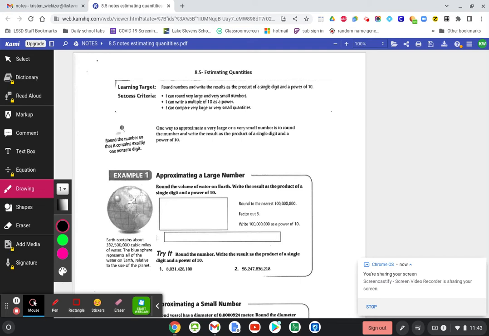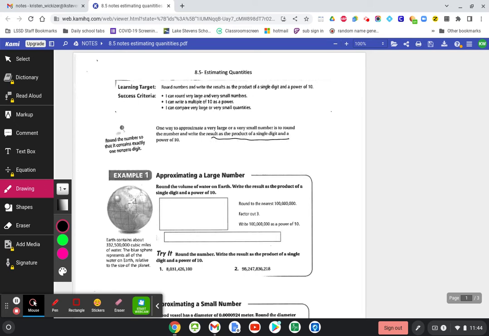Okay, so today we are going to be estimating quantities. So we're going to be rounding numbers and then writing the results as the product of a single digit and a power of 10. So we're going to be thinking about some scientific notation here as we are going through. So one way to approximate a very large or a very small number is to round the number and then write the result as a product of a single digit and a power of 10.